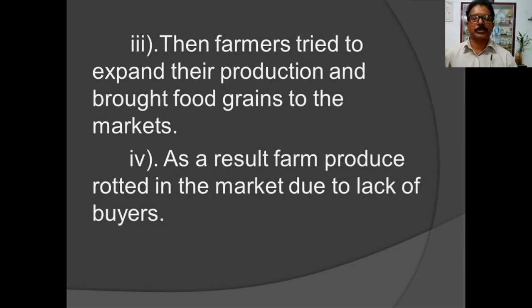The fourth point, as a result, farm produce rotted in the market. Rotted means decayed. You have seen rotten tomatoes or rotten fruits, which are of no use to anyone. When so much food grain came to the market, the markets were flooded with food grains due to lack of buyers. There were not enough people to buy. People did not have income. As a result, the food grains rotted in the market. So that was the condition. So that is the first point. Agricultural overproduction was responsible for economic depression. The income of the farmers declined, the buying capacity of the farmers declined, and they were not able to buy things from the market.